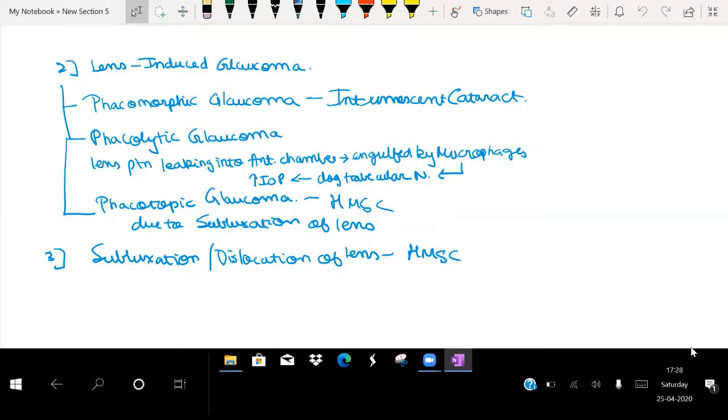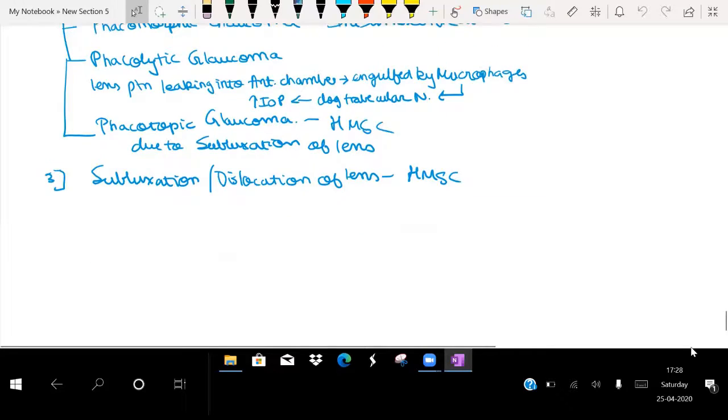The third type is phacotopic glaucoma, which is again associated with hypermature senile cataract due to subluxation of the lens. And the third complication is subluxation and dislocation of the lens, again seen with hypermature senile cataract.